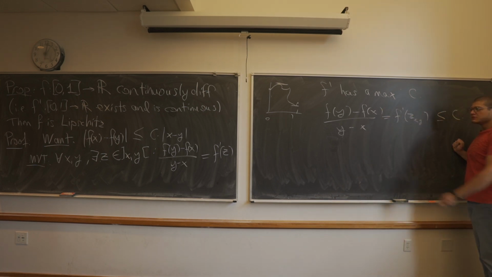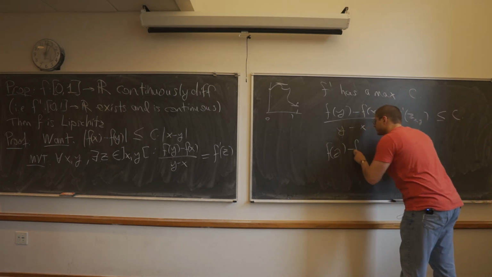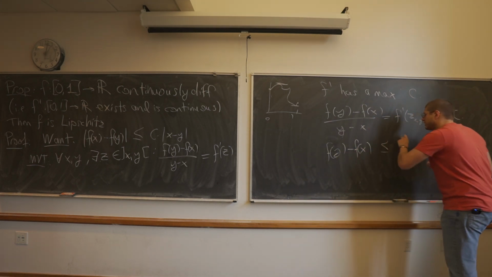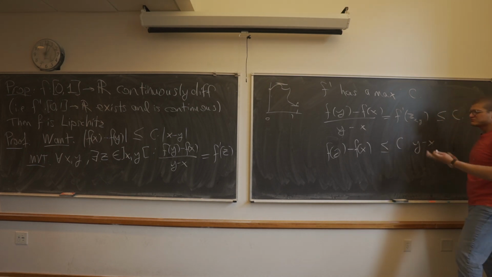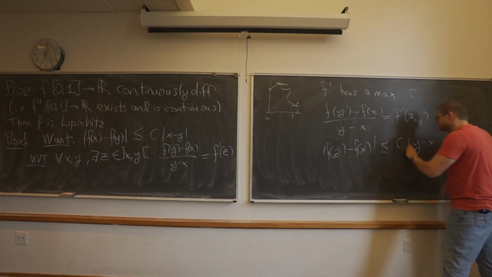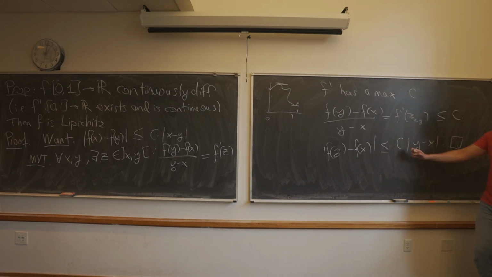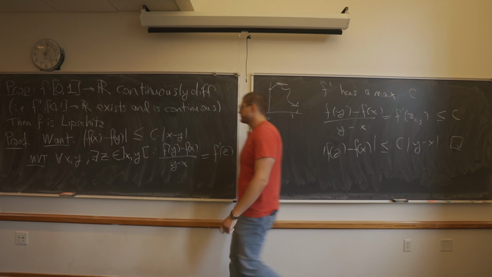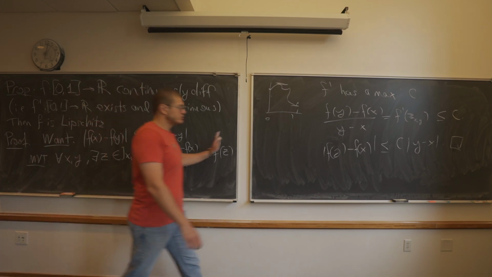Okay? Take this to the other side, and you have this. So it's a parenthesis, but you can basically turn it into an absolute value in this case. Okay? And that's the end. I was able to show that any continuously differentiable function on the unit interval is in fact Lipschitz. Okay? Any questions about this?